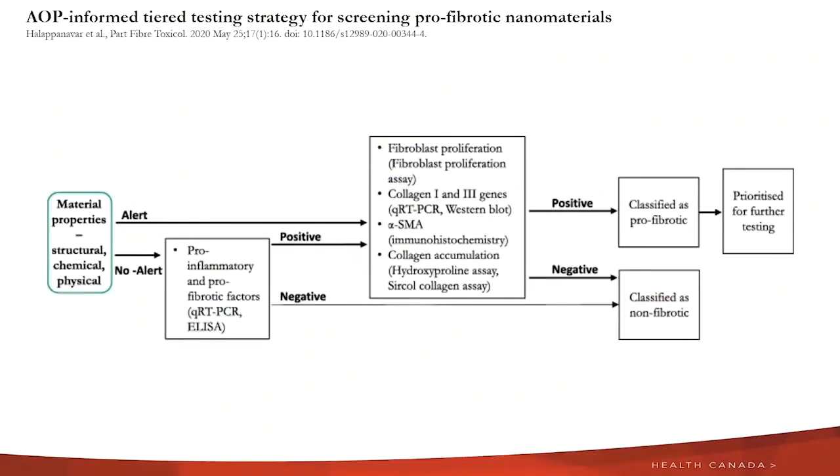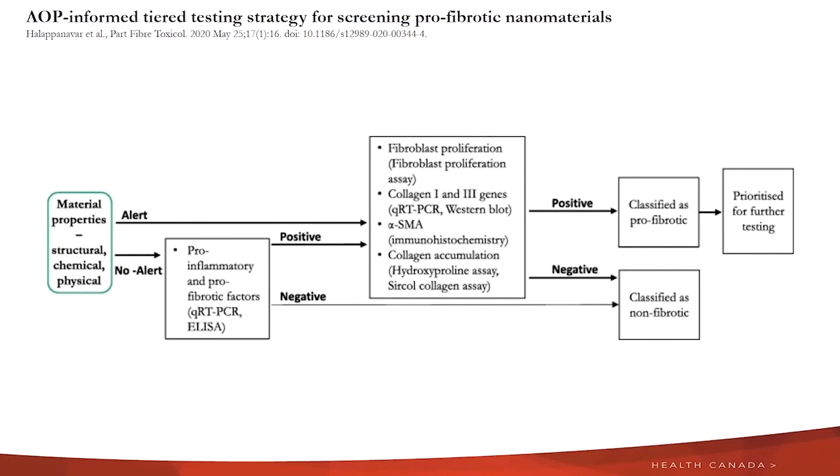Here is a tiered testing strategy for screening profibrotic nanomaterials that we recommended in this paper here. Basically, when you have an AOP, then different KEs can be targeted. The early key events in an MIE itself can help with the QSAR modeling, whereas the early KEs can help with the screening assays, and the later KEs, which more or less represent the commitment to disease process or manifestation of the disease itself, can be used as the predictive or confirmatory assays.